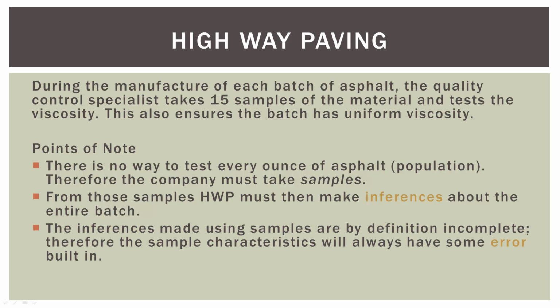Now, the inferences made using samples are by definition incomplete. And that's the idea of inferential statistics. We are making some claim or conclusion or an estimate about the population based on a smaller subset of that data. So it's never going to be perfect. It's always going to be incomplete. Therefore, the sample characteristics will always have some error built in.